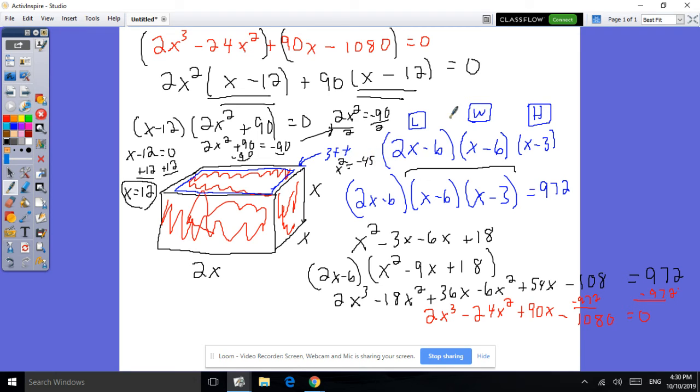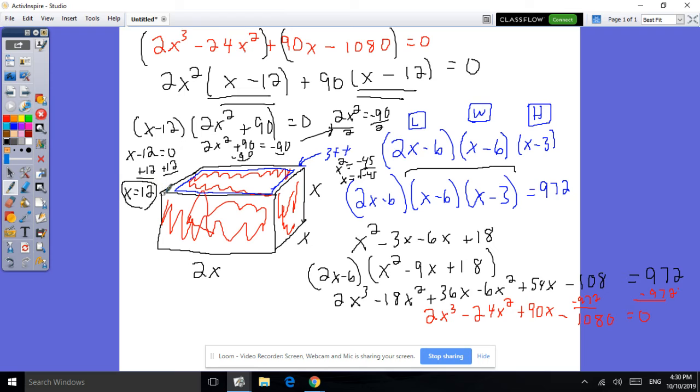Remember, if I'm going too fast, pause. Great idea. And then when you get here, you take the square root of both sides. X is equal to the square root of negative 45. Well, if you have the square root of a negative number, it's going to be imaginary. So when you're dealing with real world problems, you can stop on that part. So on this side of it, you'll say no solution. So my answer is only 12.